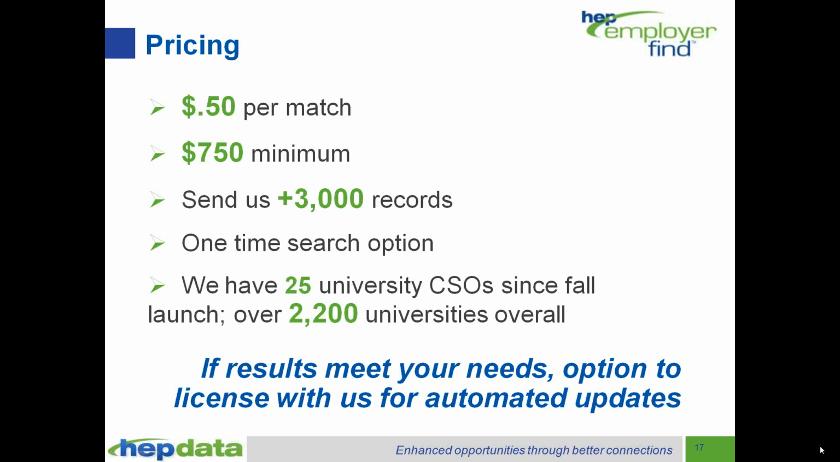Since we launched this service last fall, we have 25 universities that we've already run 6 months out data for, and we have 22 universities overall who are clients. Up until last fall, our primary focus has been tracking alumni for alumni services, but now we are branching out into career services as well because you have the same needs. And if you run this data with us and want to keep doing this yearly to get automated updates on your graduates, we can talk to you about a license agreement.